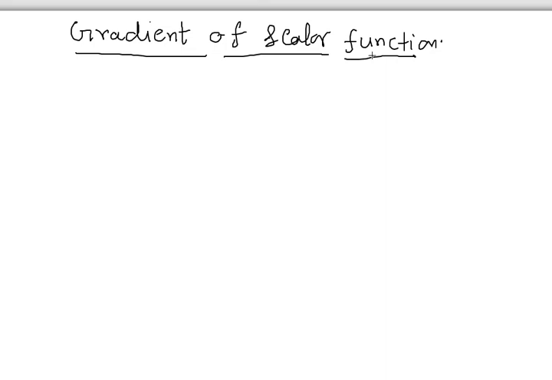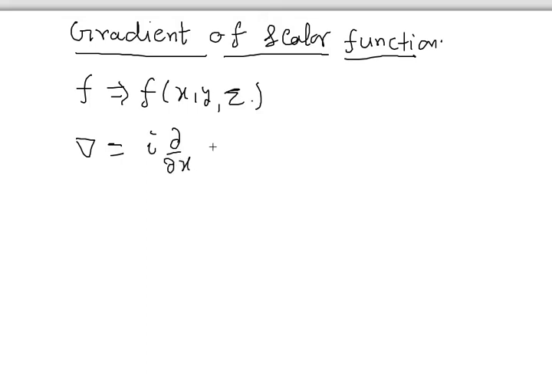Okay. So we are discussing multivariable calculus. The function f is some function of x, y, z. And the gradient, del, is defined by, this is just like an operator, i del over del x plus j cap del over del y plus k cap del over del z.